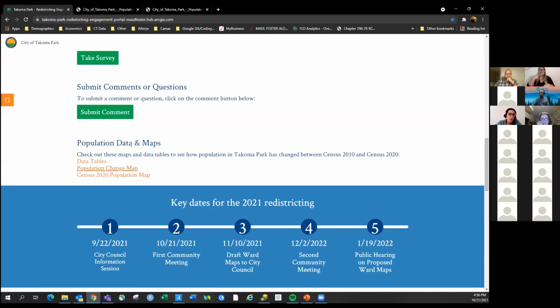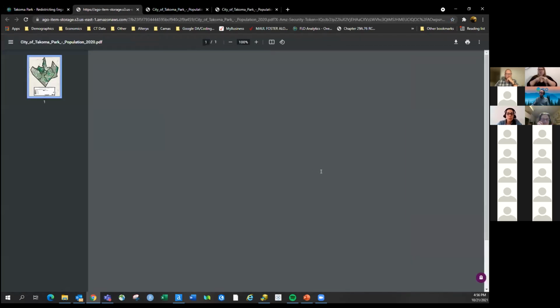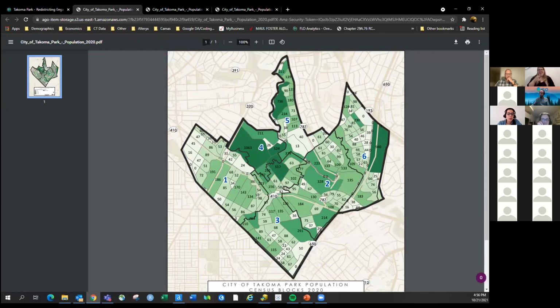We also have the population change map that we've already taken a look at. And then the Census 2020 population map. So the census block populations throughout the city of Takoma Park. So quite a lot happening over in this census block here with about 1,000 people. 940 people within this census block, and then 900 and 736 there.